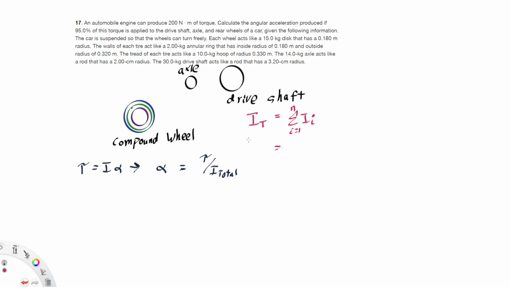So the moment of inertia of our whole arrangement is going to be equal to the moment of inertia of the drive shaft, plus the moment of inertia of the axle, plus the moment of inertia of the inner wheel, plus the moment of inertia of the tire wall, plus the moment of inertia of the tread.